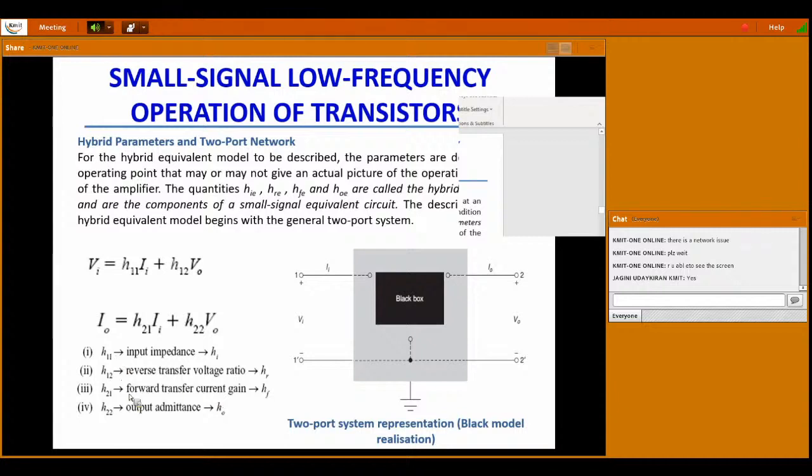admittance Ho. Now, how to calculate each parameter, we are going to discuss in the discussion.